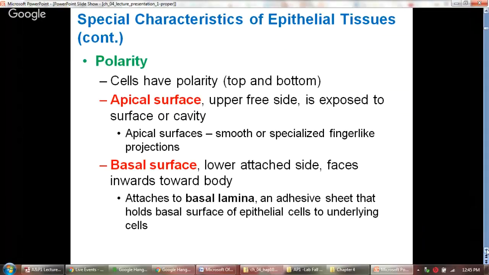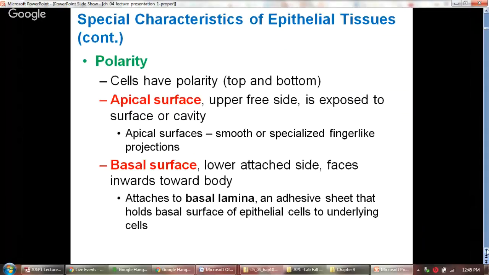The apical surfaces are either very smooth or have specialized finger-like projections, based on where they are located, because not all apical surfaces have finger-like projections. If they perform functions such as movement of substances or absorption, which increases the surface area, then they have finger-like projections.